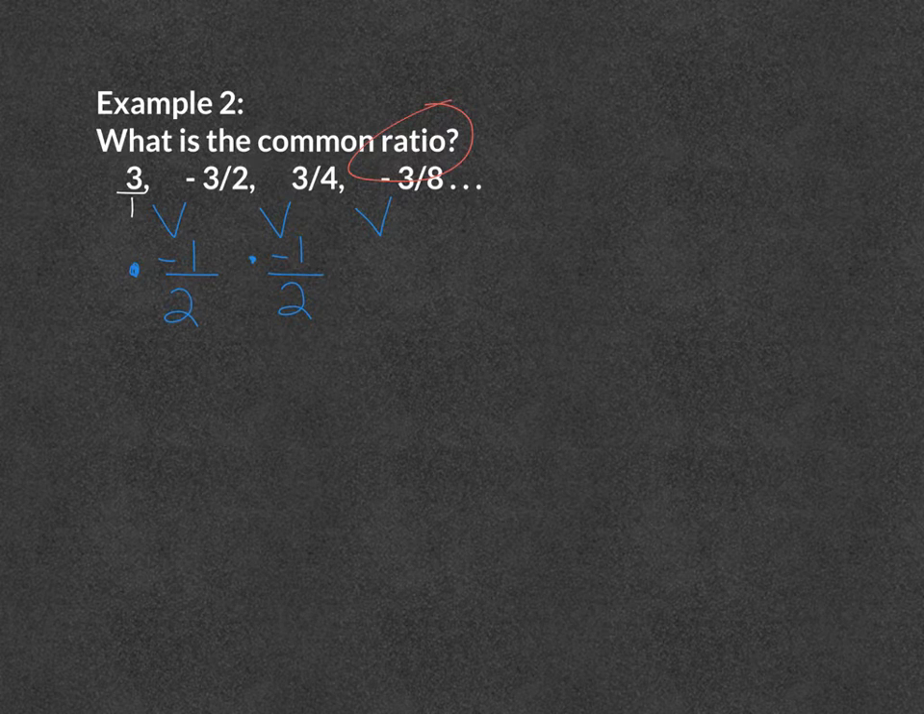Now the last one. I'm going to start with my numerators. What did I do to the 3 to get a negative 3? I multiplied by a negative 1. What did I do to the 4 to get an 8? For my denominators, I multiplied by a 2. So that means I multiplied by a negative 1 over 2. That means that my common ratio, which is represented with r, is negative 1 over 2.